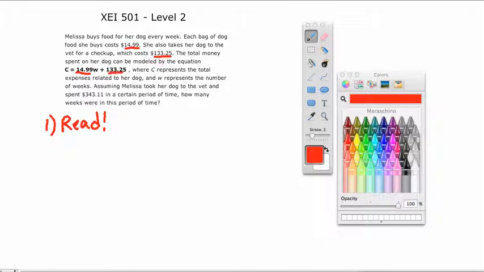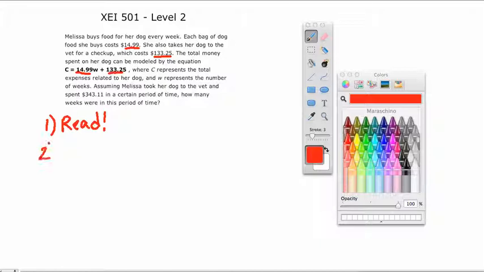Okay, so those numbers up there were already used. And it goes on to say where C represents the total expenses related to her dog and W represents the number of weeks. Assuming Melissa took her dog to the vet and spent $343.11 in a certain period of time, how many weeks were in this period of time?